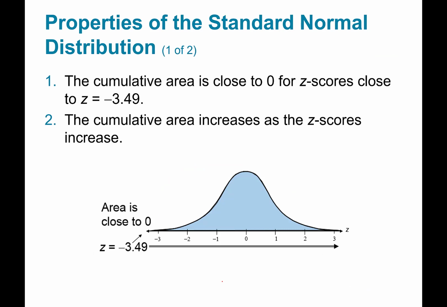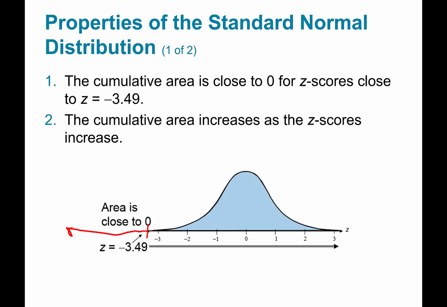Once you get out to about negative 3.49, the cumulative area is essentially 0. It's close enough to 0 that you can say anything out here is 0. Keep in mind, our normal distribution technically goes on and has space out there all the way down to negative infinity. But it's such a small amount of space, we can assume adding up all that space from negative infinity to negative 3.49 is 0.